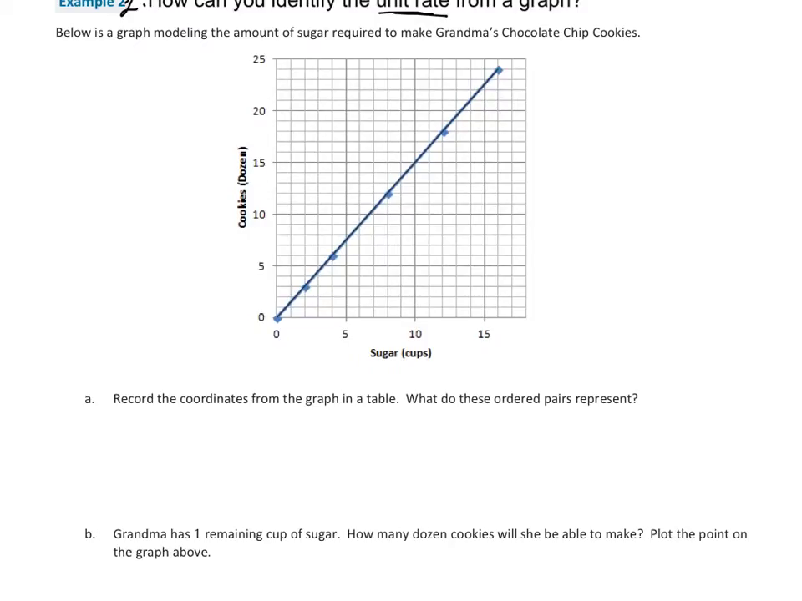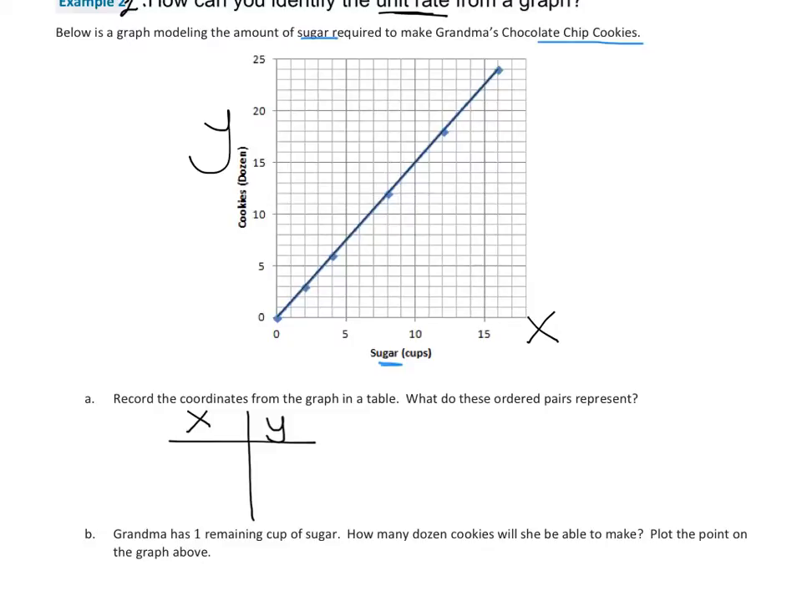All right, so we have a graph here to look at. Below is a graph modeling the amount of sugar required to make grandma's chocolate chip cookies. So yesterday was flour, today is sugar. All right, so record the coordinates from the graph in a table. What do these ordered pairs represent? So I have a little table here, X and Y. Remember that this is our X, so sugar is going to be our X and cookies will be our Y.